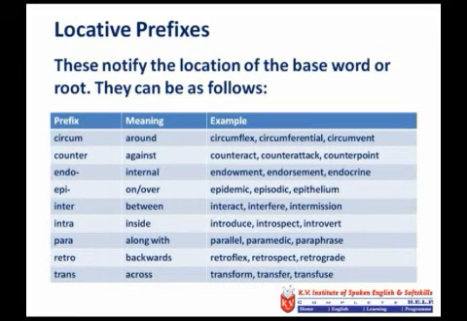Para. Para means along with. Parallel, paramedic, paraphrase are the words. Retro. It means backwards. Some of the words are retroflex, retrospect, retrograde. Now let's see trans. Trans means across. Some of the words are transform, transfer, transfuse.